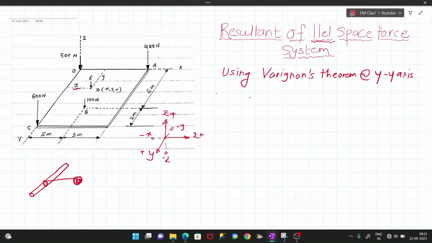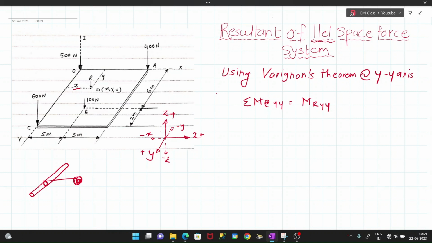So what is Varignon's theorem? The summation of moments of all the forces about the y-axis is equal to what? The moment of the resultant about the y-axis, isn't it? So the summation of moments of all the forces about the y-axis: how are they going? Starting with the 600 Newton force, it is on the y-axis itself. So it is here only, so we cannot have any moment.